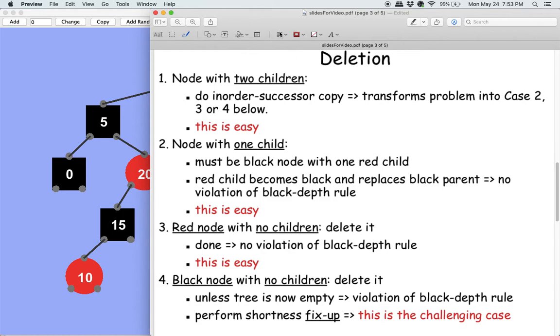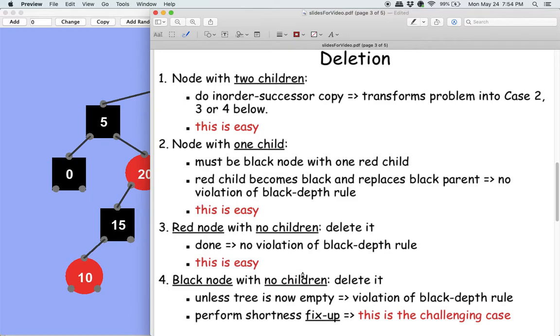Now, in the case where I have two children, basically, we do the in-order successor copy, and that is going to transform the problem into case 2 or 3 or 4 below, because the in-order successor is always going to have at most one child by definition. Since we go to the left until we can go no farther, it's never going to have a left subtree. So it's either going to have one child or no children. So in the case of a red-black tree, the two children case, we do the in-order successor thing, and that converts it into 2, 3, or 4. Okay, so that one's pretty easy to do.